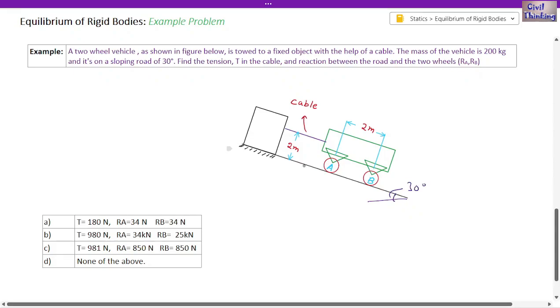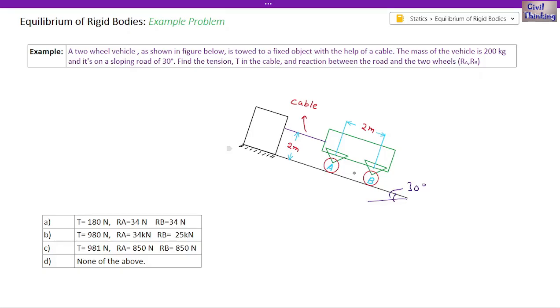The slope of this road is 30 degrees, and the tendency of this vehicle is to move downwards, right? It wants to move because it's on the sloping road, but it is at rest. Why is it at rest? Because this vehicle is fixed to this fixed object with the help of the cable. Now you can see the vehicle is at rest, which means it is in equilibrium.